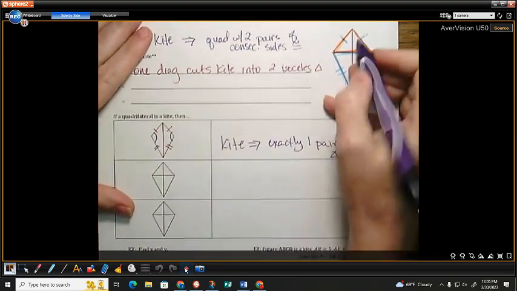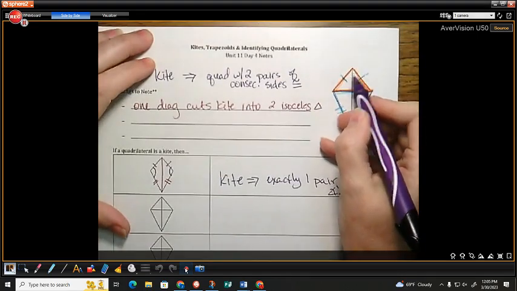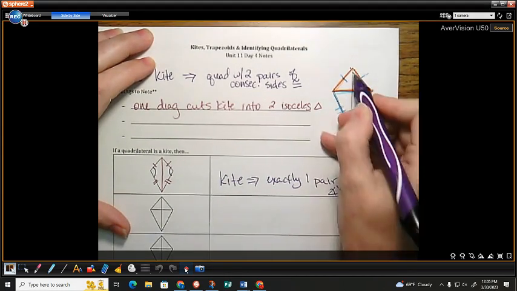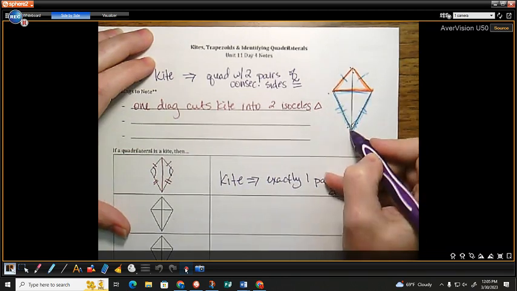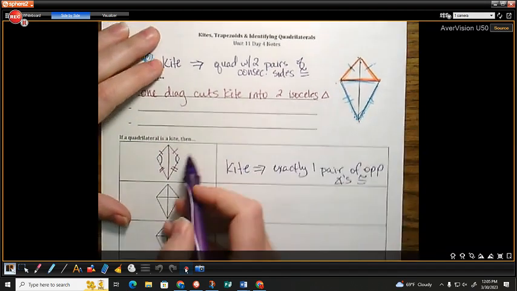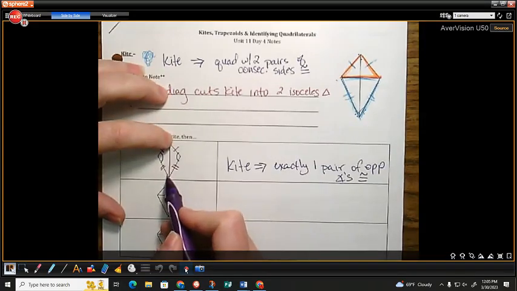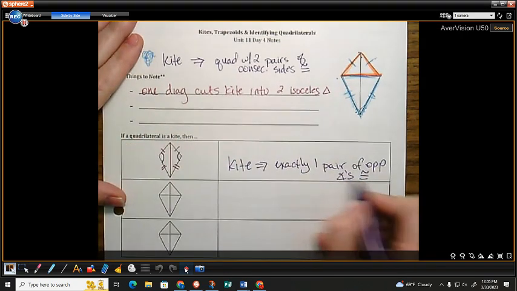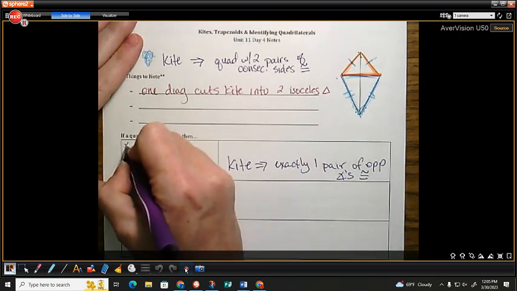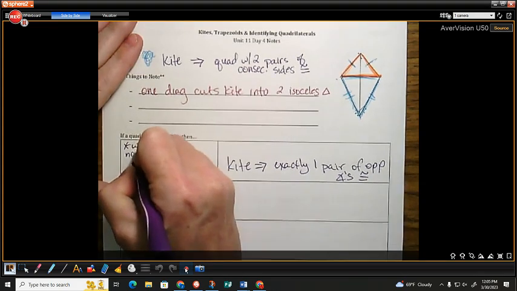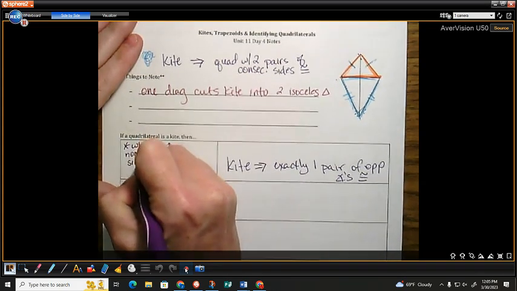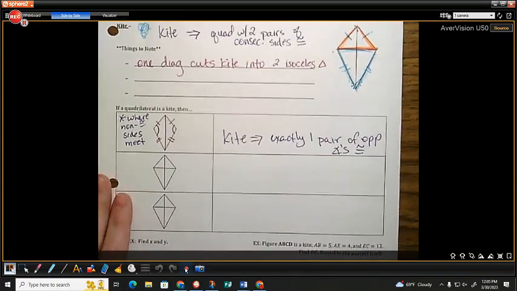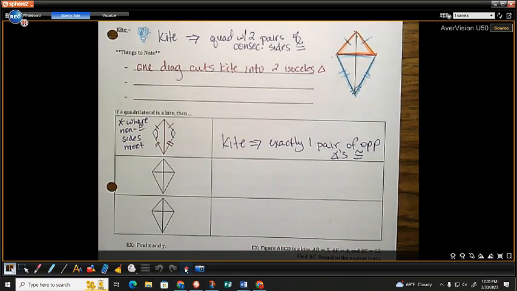And are these two angles where the congruent sides meet, are these guys congruent to each other? No. So where the congruent sides meet, those angles aren't congruent. But where the different sides meet, the angles are congruent. And so this special set of congruent angles is where the non-congruent sides meet. So the sides that aren't congruent meet in an angle that is.